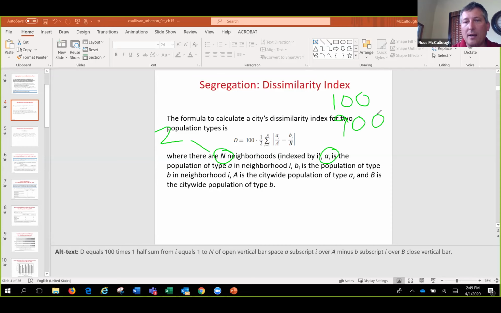So little a and little b are the populations of that type in each neighborhood, and big A is the citywide population, and likewise the citywide population of B. And so by doing these ratios, if it ends up being the same as I went through before, then you're going to get 1 minus 0 plus 0 minus 1, and it collapses to being 100. Or you're going to end up getting a 0 here, and 0 is the other extreme.